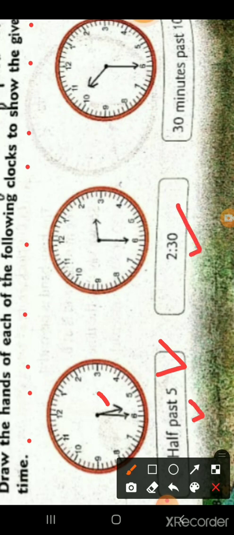Here is written 2:30. It means that you will show the short hand between 2 and 3 and the minute hand you will show on 6. After that it will be 2:30. Next is 30 minutes past. 30 minutes past, it means, students, that you have to draw the minute hand on 6, and 30 minutes past 10, so you will draw the short hand or hour hand between 10 and 11. So it will show the time 30 minutes past 10. Like this you will draw both hands.